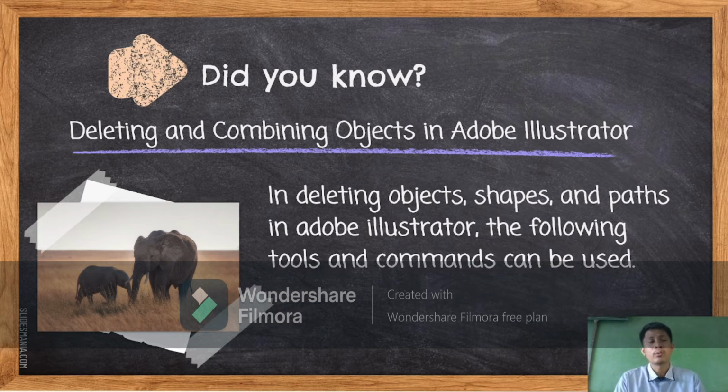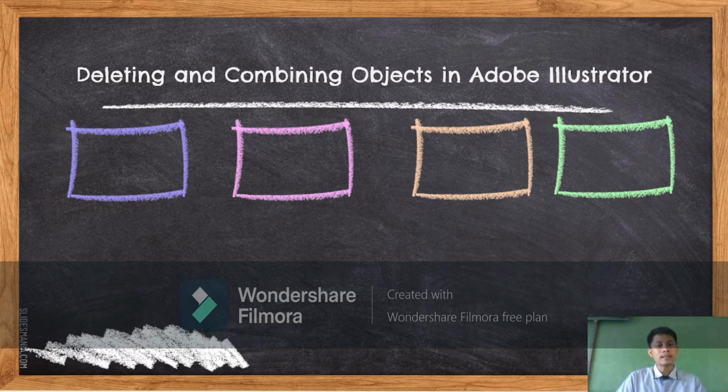And take note, we need to become precise in whatever shape or artwork that we're going to do in Adobe Illustrator. It should be performed accurately. Okay, so since this is a digital artwork, then our output must be good enough to be seen by other people. Okay. So in deleting and combining objects in Adobe Illustrator, we can use these following tools. So what are those tools in Adobe Illustrator?